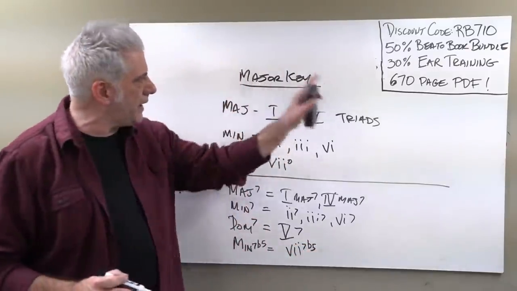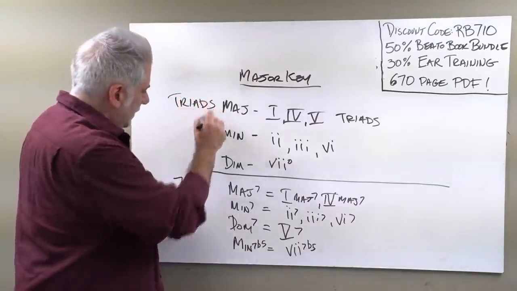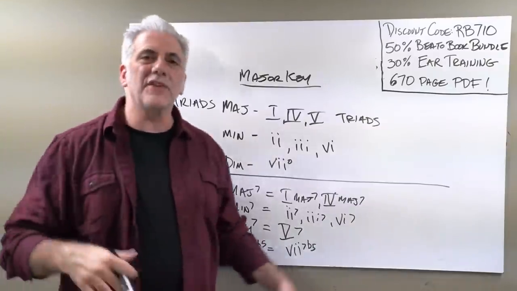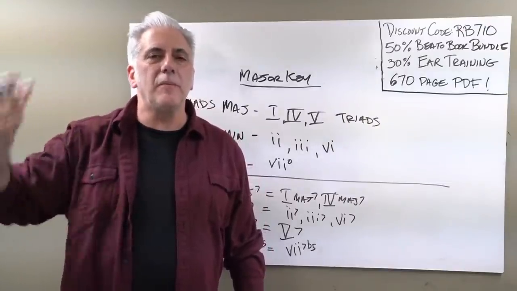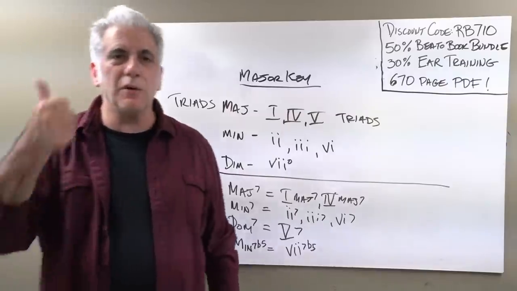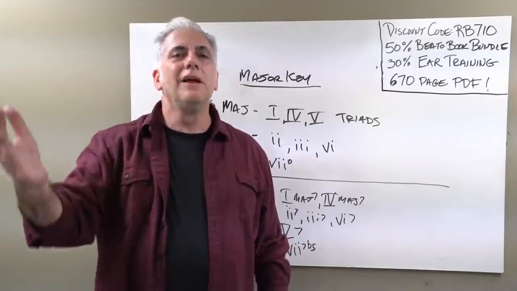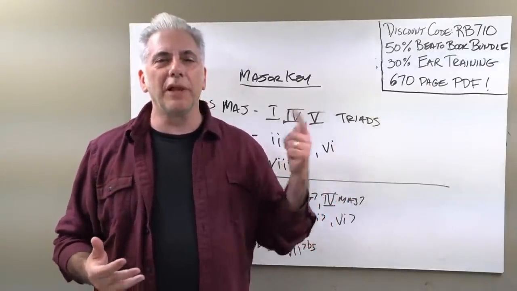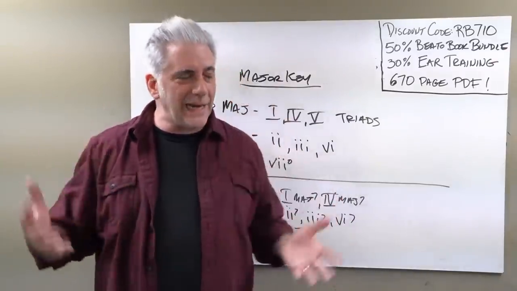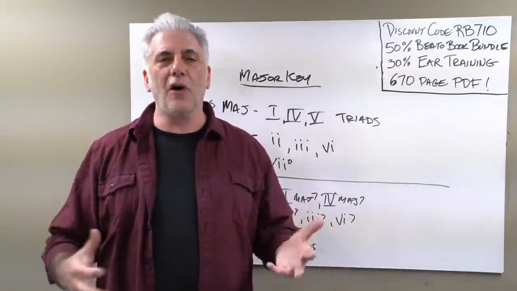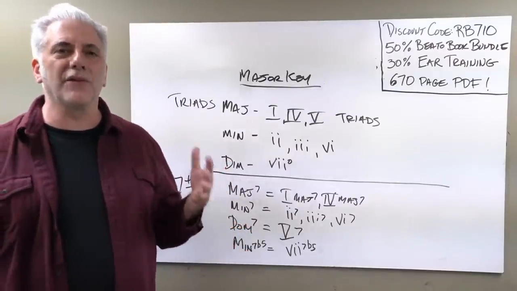Okay, so these are the triads in a major key. These are the 7th chords in the major key. And once again, every note of a major scale has an associated mode. All right, your first mode is Ionian, second mode is Dorian, third mode is Phrygian, fourth mode is Lydian, fifth mode is Mixolydian, sixth mode is Aeolian, and seventh mode is Locrian. These are how keys, modes, and chords all work together. Okay, that's it. It's no more complex than that.